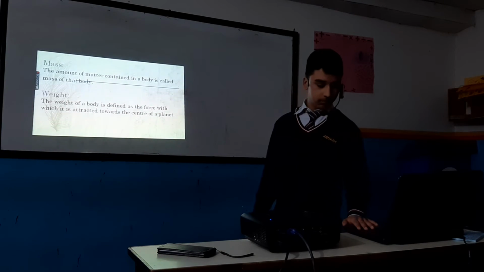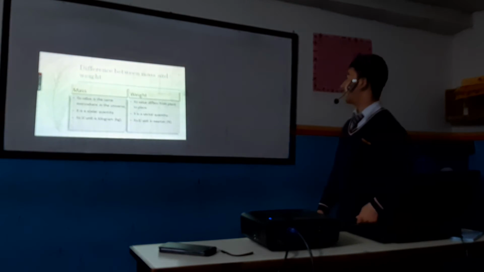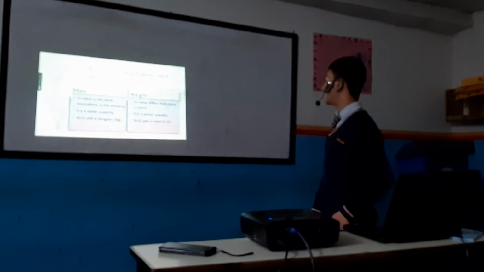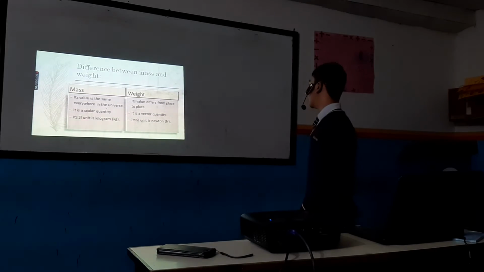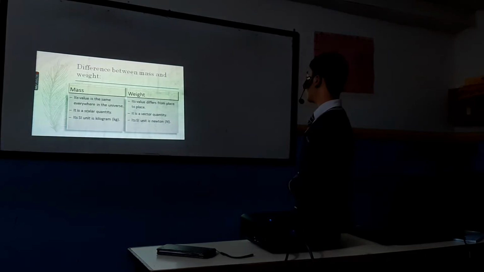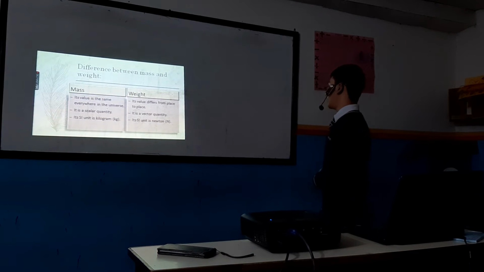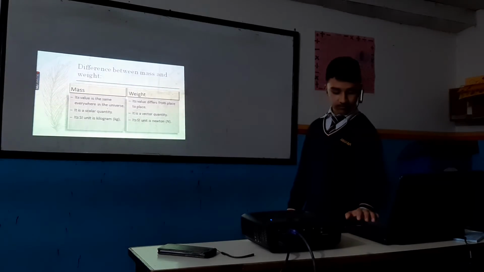Difference between mass and weight. Mass: its value is the same everywhere in the universe. Weight: its value differs from place to place. Mass is a scalar quantity, weight is a vector quantity. Mass's SI unit is kilogram. Weight's SI unit is Newton.